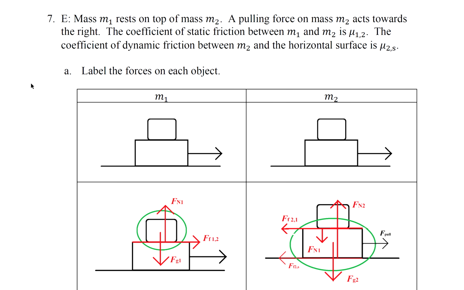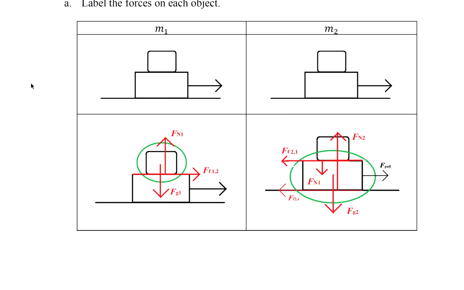So part A, label the forces on each object. Remember the 4 steps. Step 1, circle the object. Step 2, label the forces. Step 3, put an x and y axis. Step 4, use the equation F equals ma.